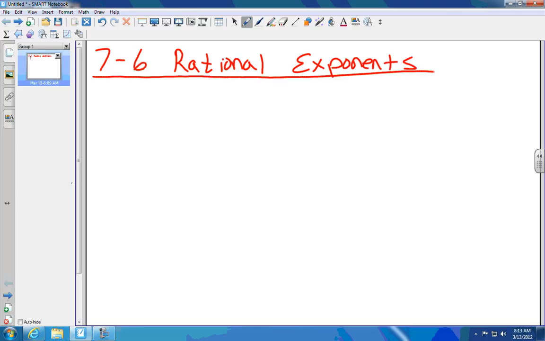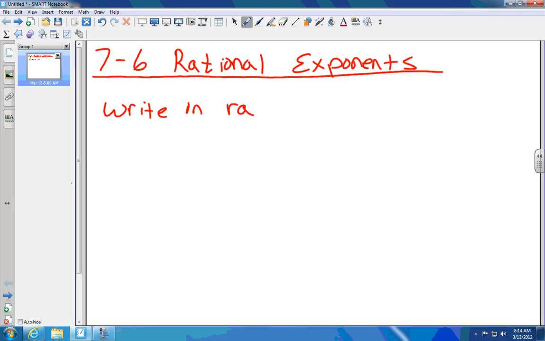Rational exponents means your exponents won't be squared or cubed anymore. They will be fractions some of the time. That's what rational means. So a lot of the homework, you're just going to be writing the same expression two different ways.